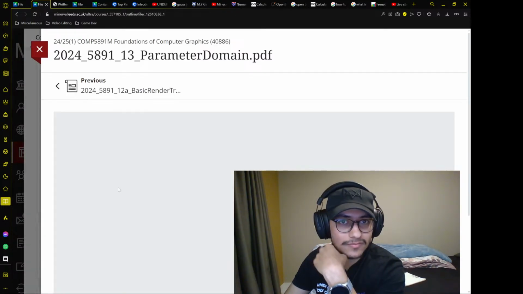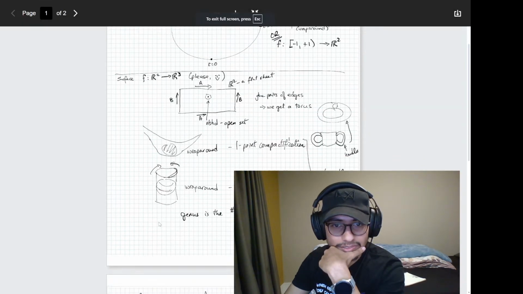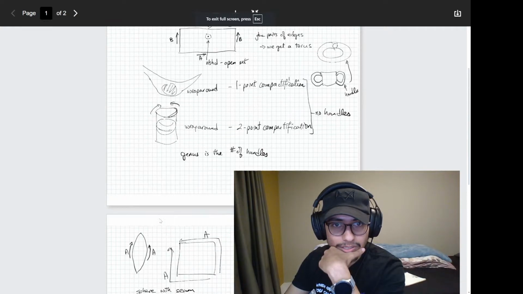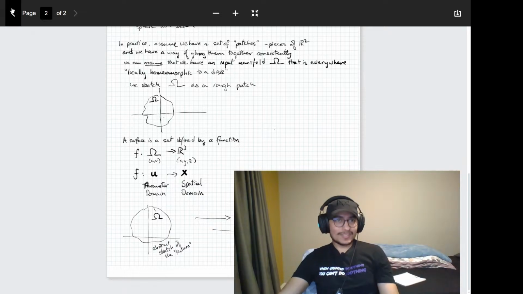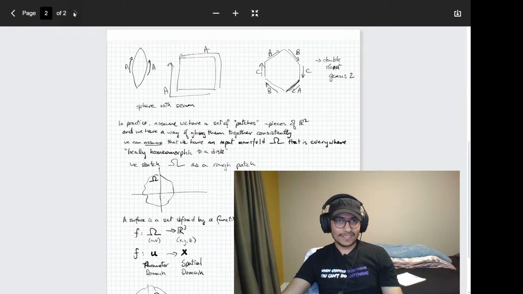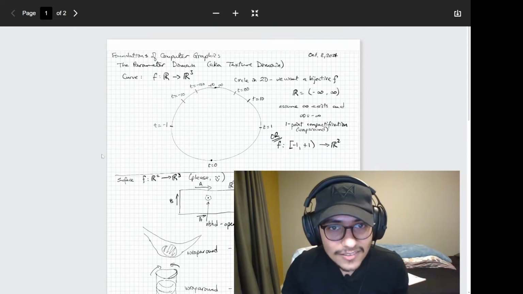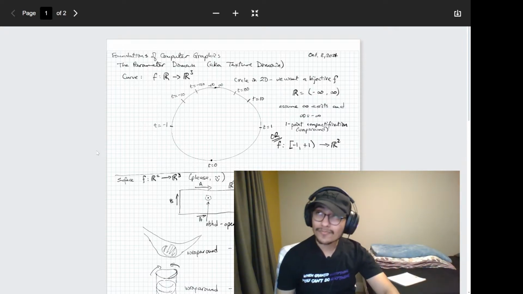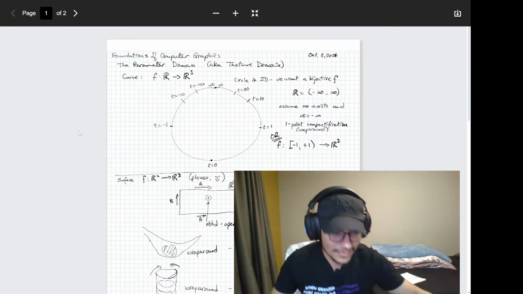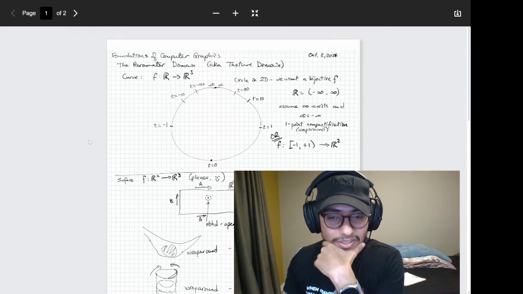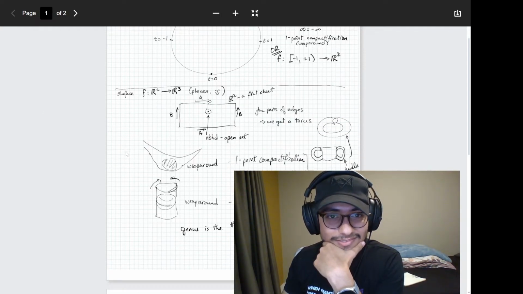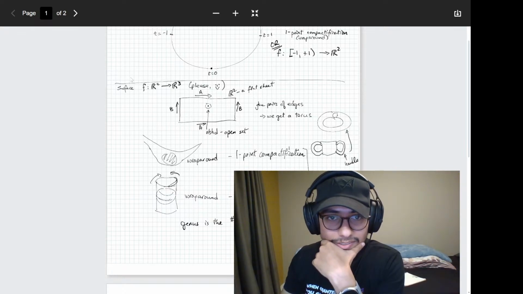Parameter domain. Okay, I'll just cover this slide and maybe call it a day, because we don't have the necessary slides. We didn't upload them yet for how to define surfaces. So maybe I'll just call it a day with the defining of curves, the foundations for this.